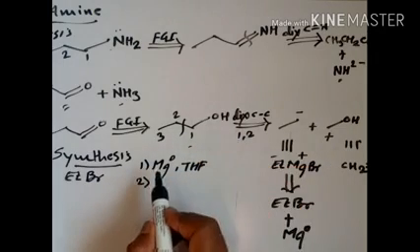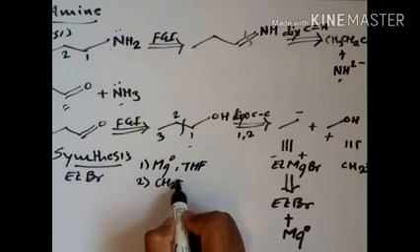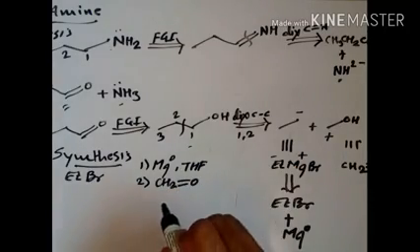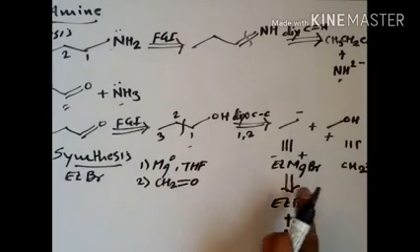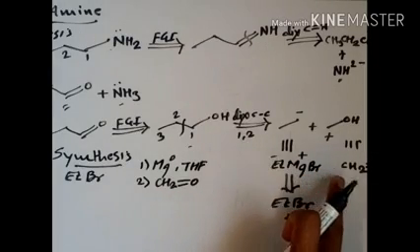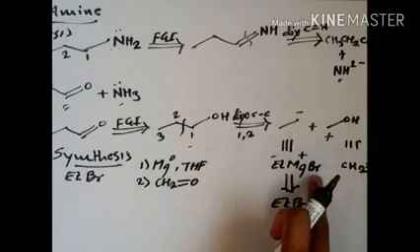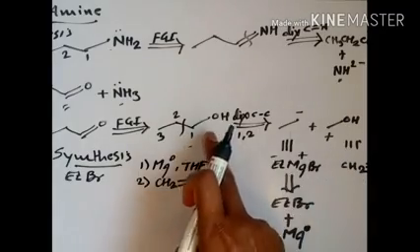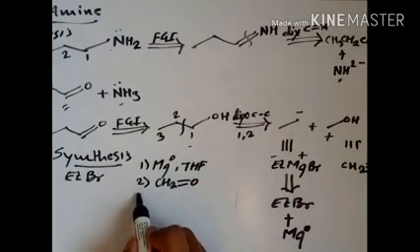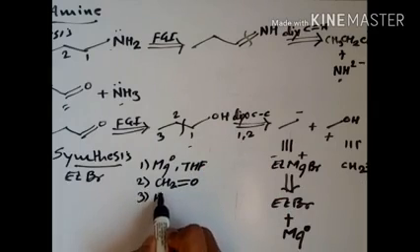After that, in the next step we have to add formaldehyde. So we will write down CH2 double bond O here. This is the reaction between the ethyl magnesium bromide and this formaldehyde. After the reaction between these two, we get this product, but here we will write H3O+.